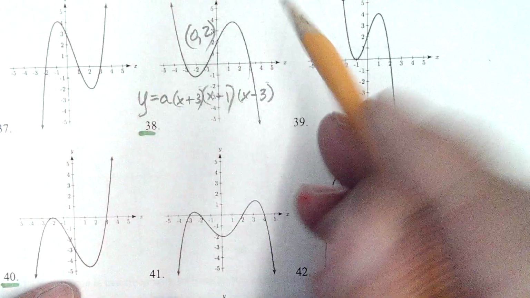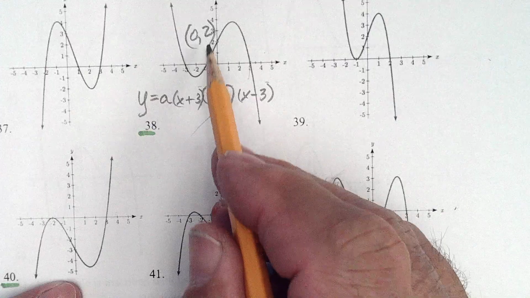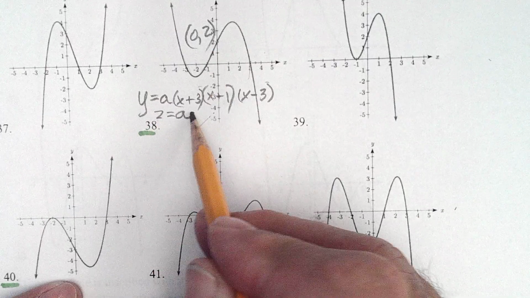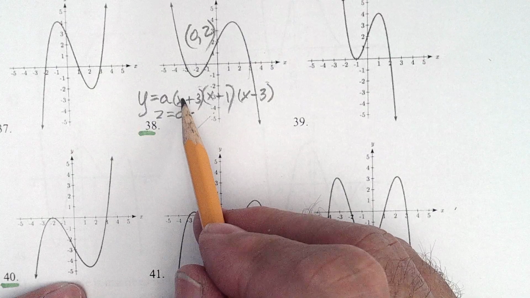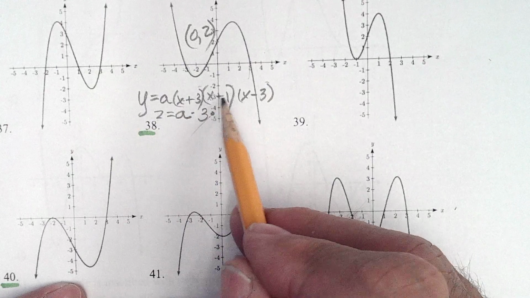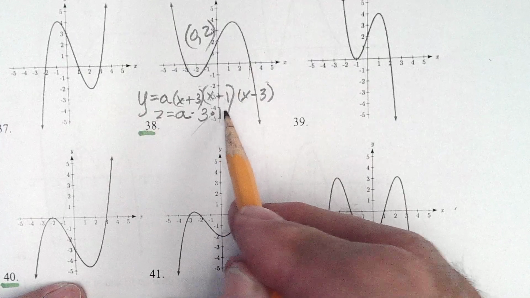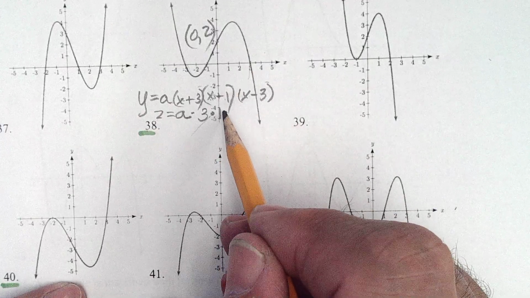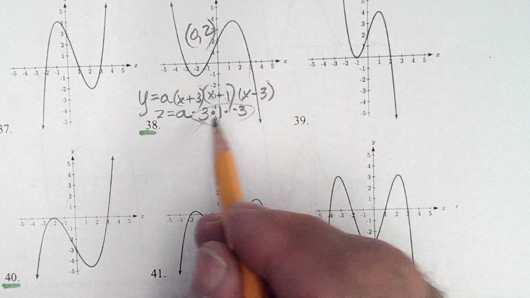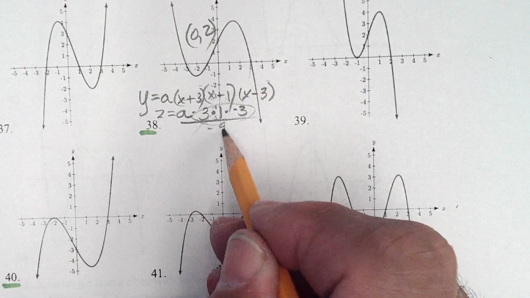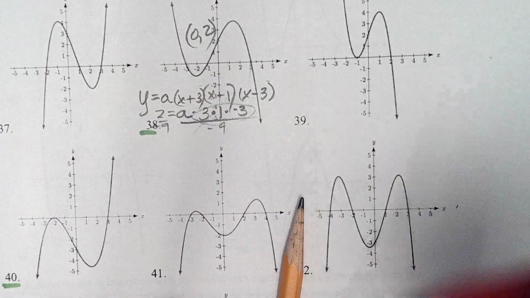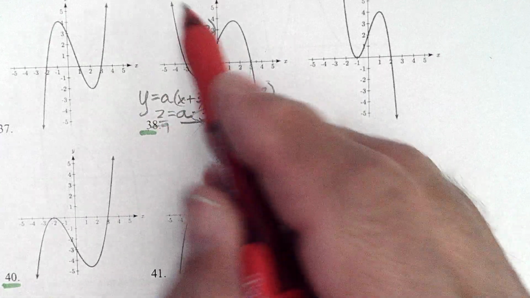If we put 0 in for the x's, we're supposed to get 2. 2 equals a times 0 plus 3 is 3. 0 plus 1 is 1. 0 minus 3 is minus 3. So this is minus 9. So we divide both sides by negative 9. So a is negative 2/9.